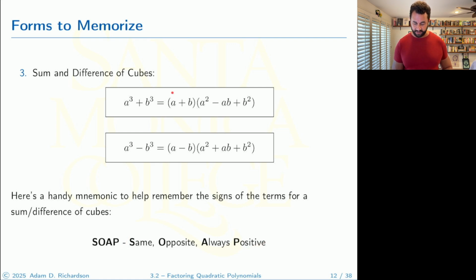So it's easy to remember a, b, a squared, a, b, b squared, but what are the signs? So the sign here will be the same as the given sign. This one will be the opposite of the given sign. And this one is always positive, always positive. There it is. And it works for both, not just the sum. It works for the difference, right? Same, opposite, always positive. Soap. There you go.